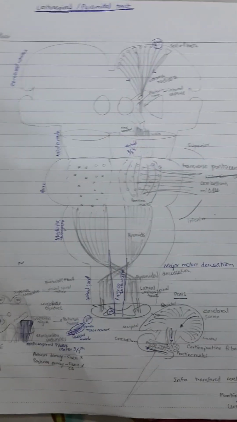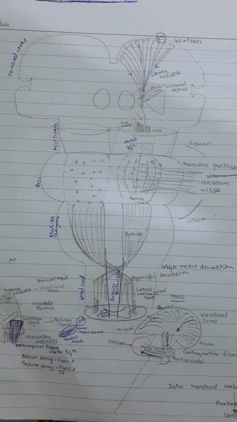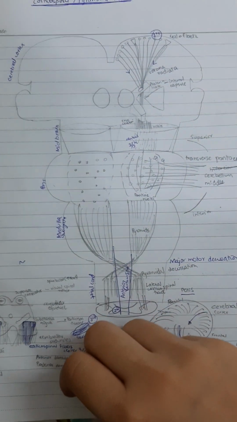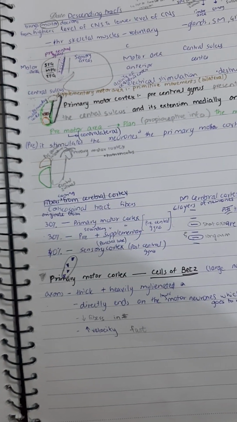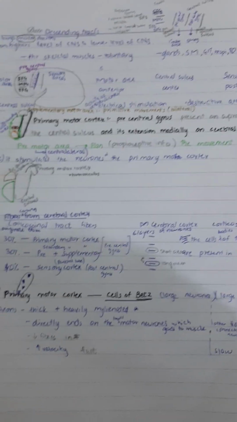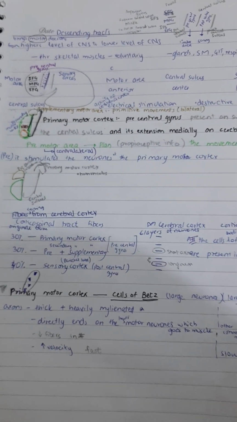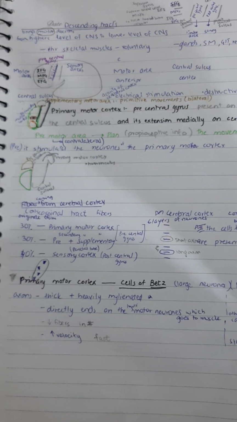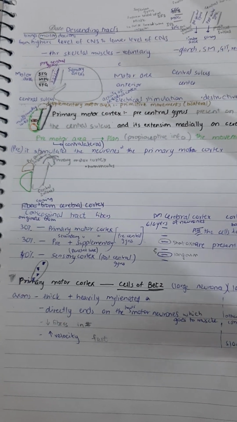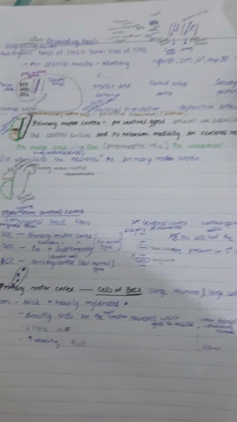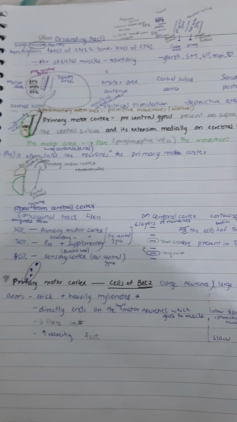So guys, I'll try to explain the corticospinal tract in 5 minutes, but let's see if it takes more time. So what really happens is this: when we talk about the descending tracts, they are the tracts which take fibers, impulses, from your upper part, from your brain, from your cerebral cortex all the way down to your spinal cord.